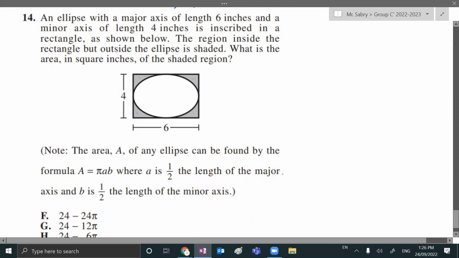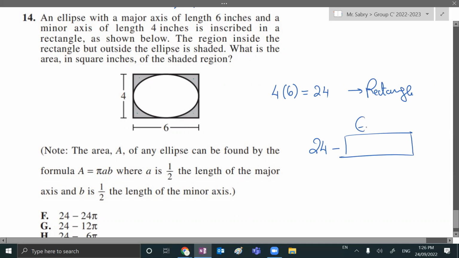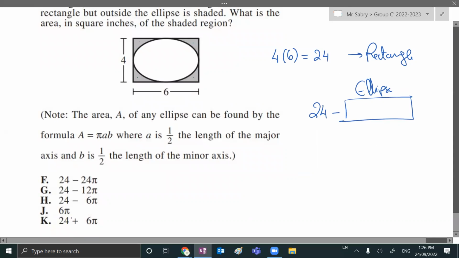And we said that the area of any shaded region is always the area of the big shape minus the area of the small shape. First, I'll think of what's the area of the big shape. This is an easy one. That's a rectangle. So apparently it's 4 times 6. That would get me the area of the rectangle, which is 24. Now, I know for a fact I'll do 24 minus something, which here is supposed to be the ellipse. When you look at the answers, there are 3 answers that have 24 minus. So you exclude J and you exclude K right away. And I'm thinking of F or G or H.